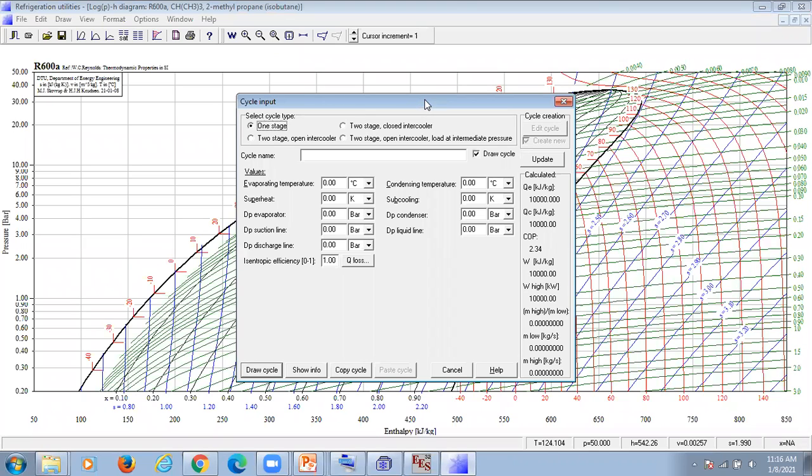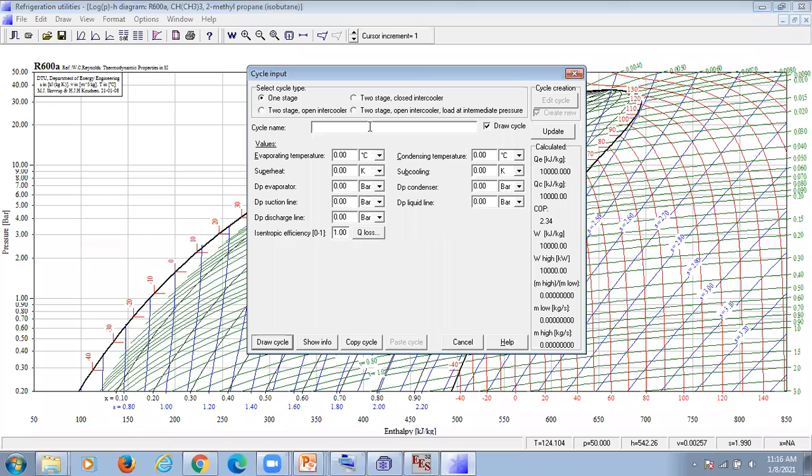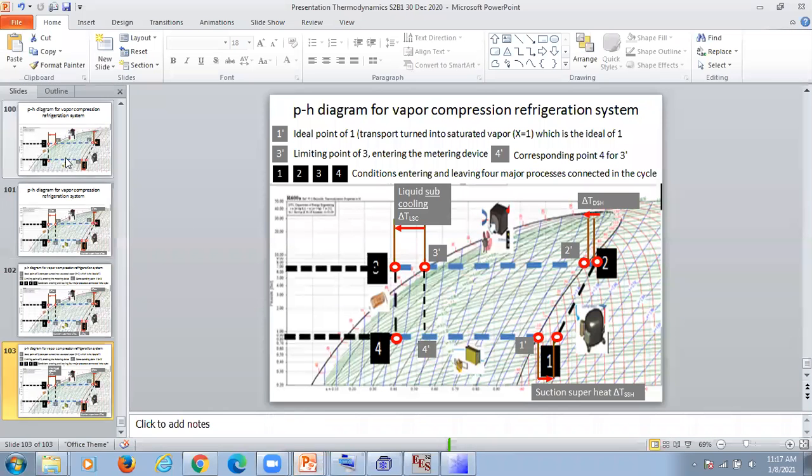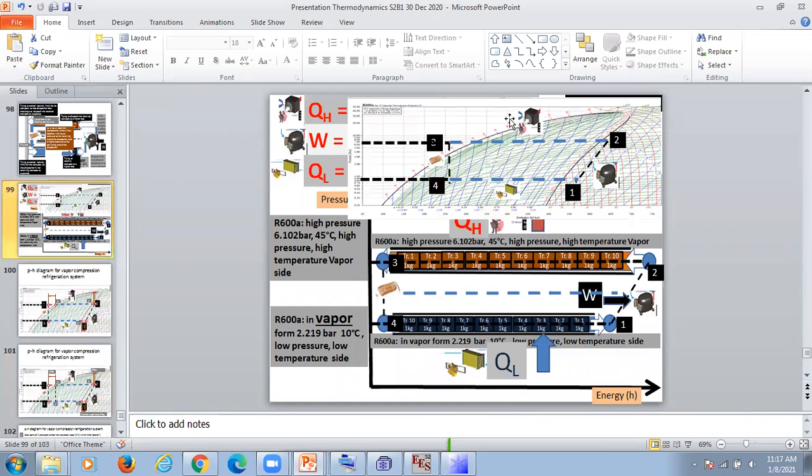So I'm going to select R600A for this, understanding transport, I put here. Because once you understand transport, everything is done. Vapor compression cooling technology. So here you are always referring to this cycle. You have the evaporator, the low pressure side, and the high pressure side, the unloading side.